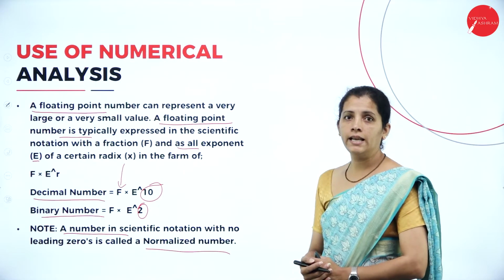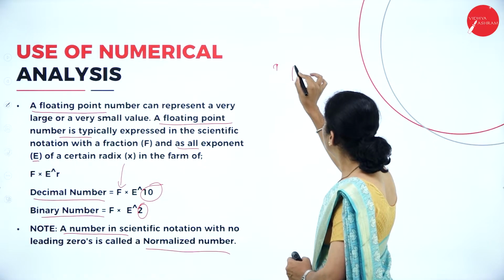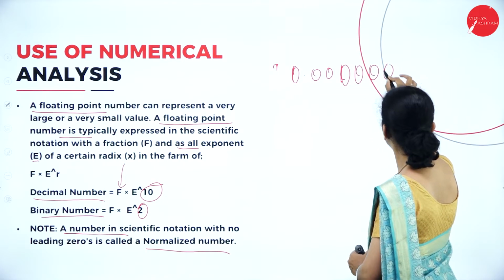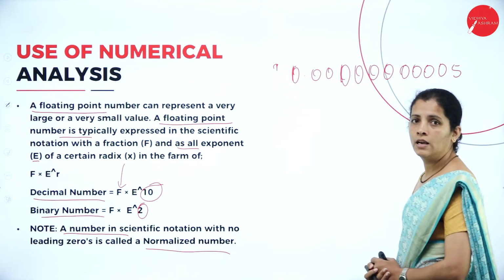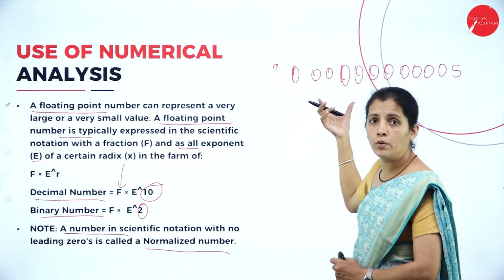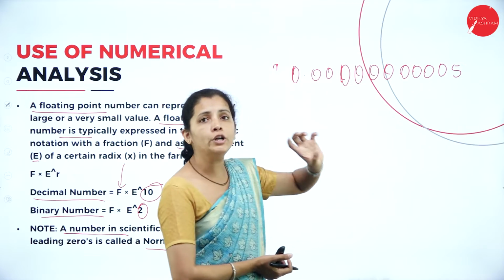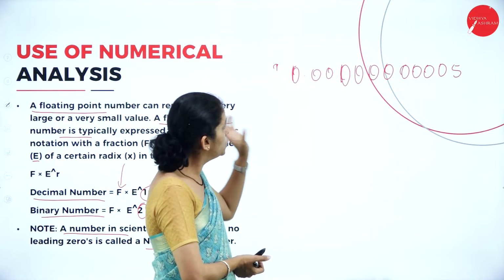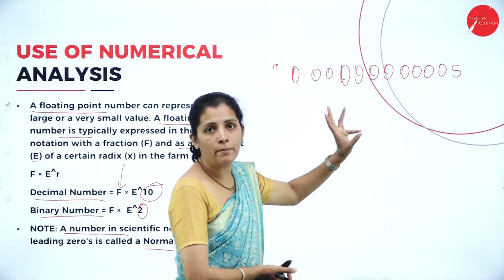Now, dear student, let me consider an example. Think that I have a number 0.0000, around 10 zeros, after that 5. Now, if I store this number in computer memory, what's going to happen? Each digit is going to occupy a certain memory block. Now, to represent this small number, I would have to waste memory.